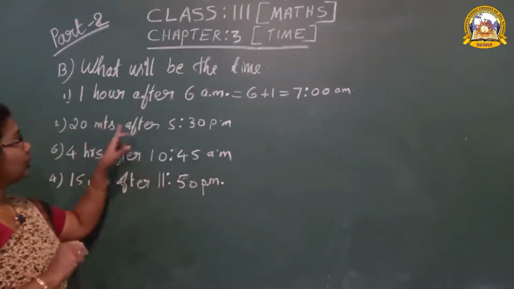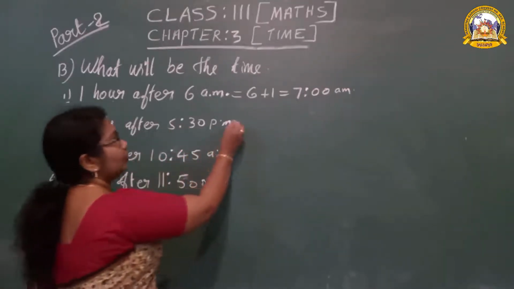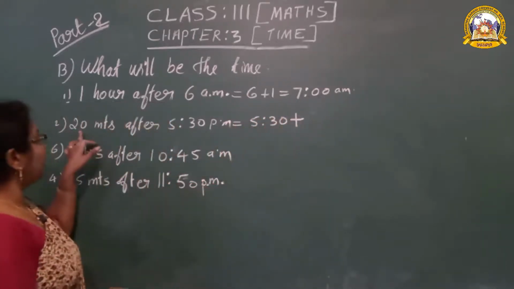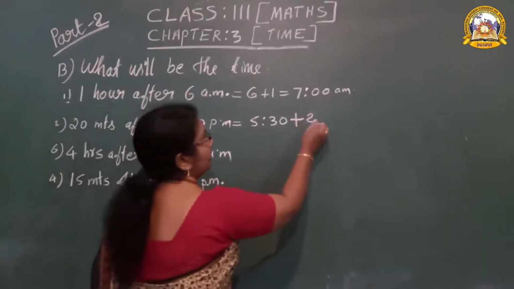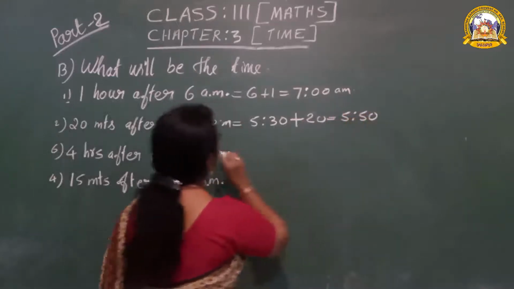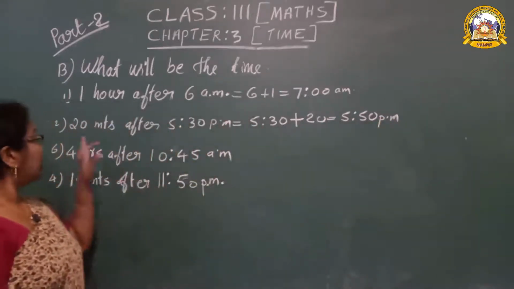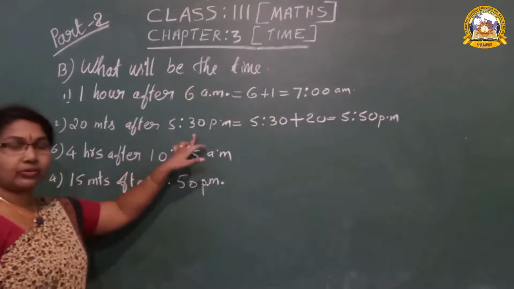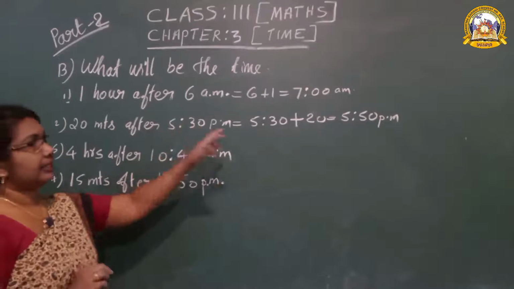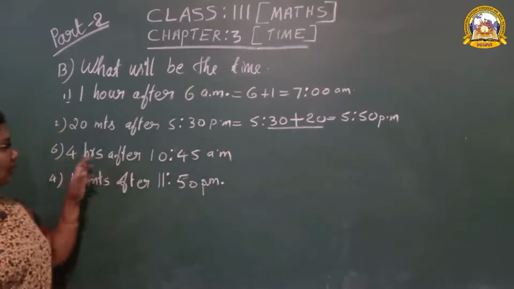Now look here, 20 minutes after 5:30 PM. PM means evening. So now look here, 5:30 plus which number? 20. You should add 30 and 20. The time is 5:50. If it is PM you should write PM, post meridiem. 20 minutes after 5:30, you have to add 20 minutes to 30. 30 plus 20, you will get 50.